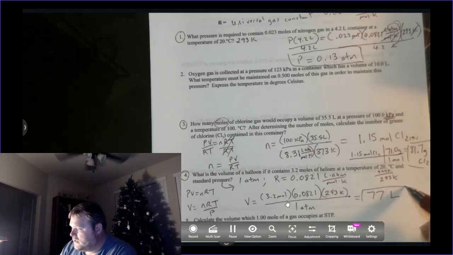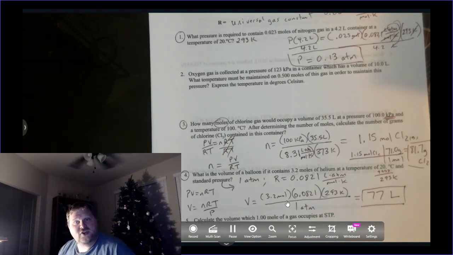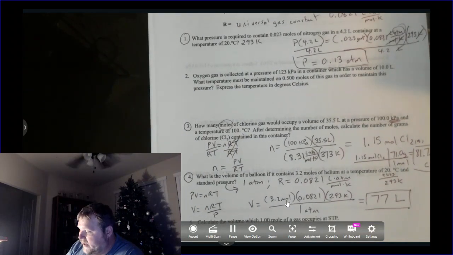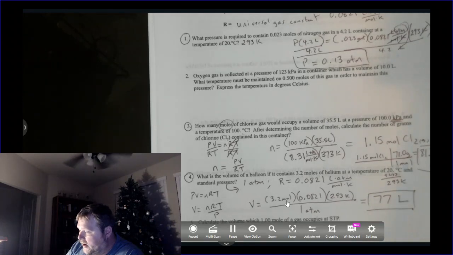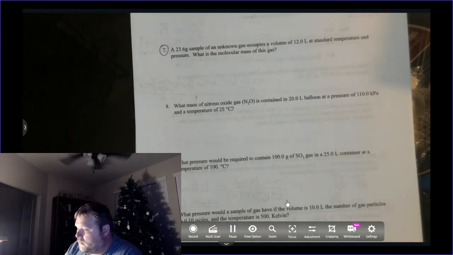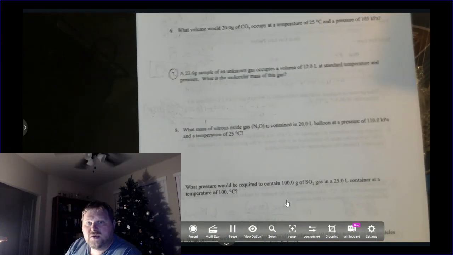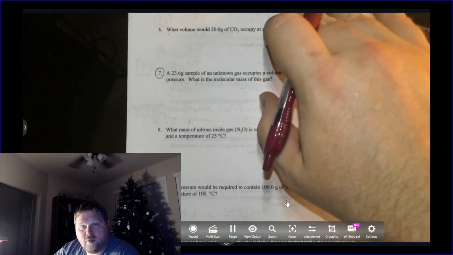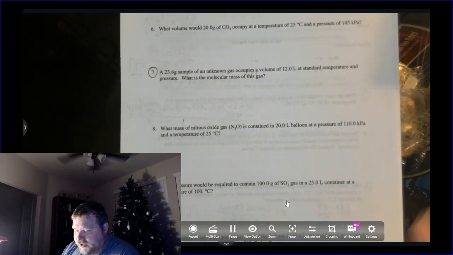I'm going to take that, round to 2 sig figs, 77 liters. I'm not taking a lot of time to check my work, so hopefully I didn't use my big fingers and hit the wrong buttons on the calculator, but we're running through it pretty fast here. We've got 2 more problems I want to go through. On the back of this one, again, you should get this handout. It's got the answers at the bottom of each page for some individual practice at your own leisure.